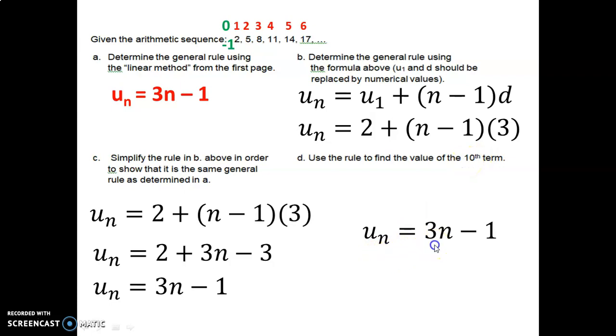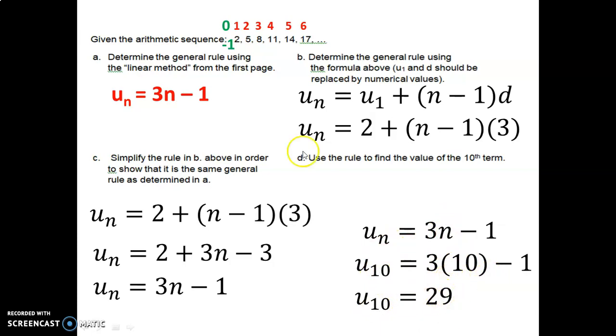Okay, so there's our rule. We're looking for u sub 10, put 10 in here. It will allow us to find that the 10th term is 29. We can confirm that by going from the 6th term to the 10th term, term by term here, adding 3, adding 3, adding 3. We'll notice we'll get to 29 as well.